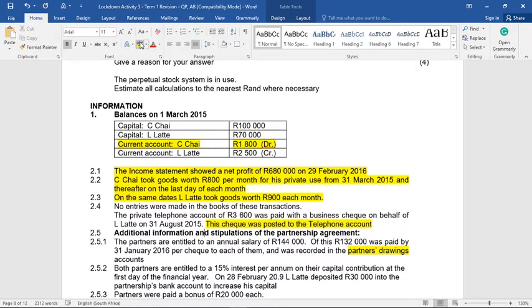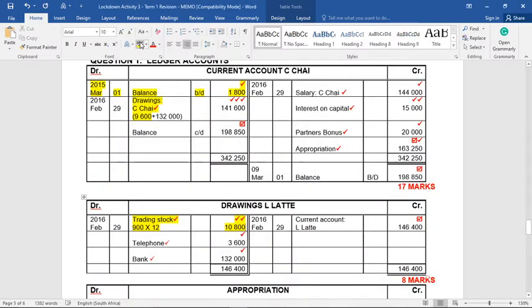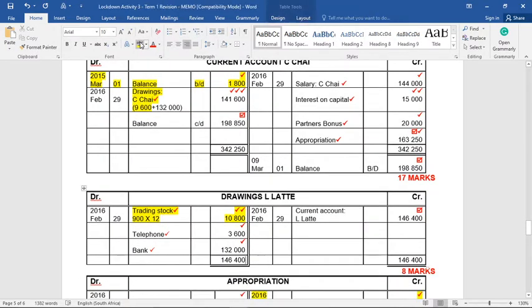So on the debit side of Latte's drawings account will be this 3,600 Rand, and the contra will be telephones, because you are going to be cancelling the figure that is appearing in telephones at the moment. Let's go there. Here, towards the bottom of the screen, there is 3,600 Rand, and it's going to be called telephone, because he's taken out drawings in the form of the business paying his telephones.